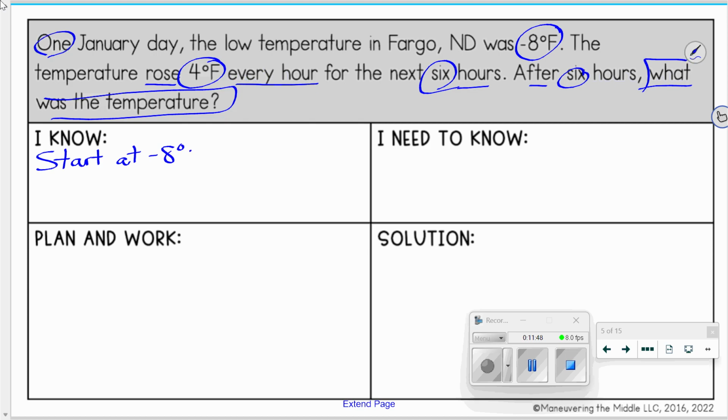What else do we know? Maya? It rose 4 degrees every hour, for 6 hours. What do you need to know? What's the temperature after the 6 hours?